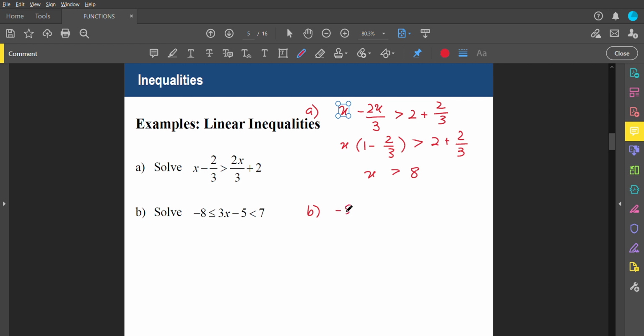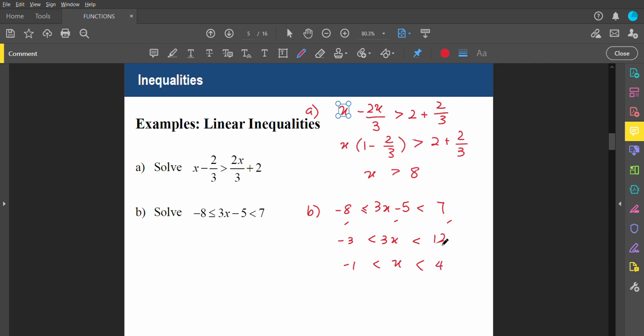So we have negative 8 less than or equal to 3x minus 5 less than 7. Now we are going to add 5 to all three parts, so that the negative 5 disappears here. So you will have negative 8 plus 5, which is negative 3, then 3x in the middle, and then 7 plus 5, which is 12. Finally you want to remove this 3 here, so you divide by 3 everywhere. Negative 3 divided by 3 gives negative 1, then you have x, and 12 divided by 3 gives 4.